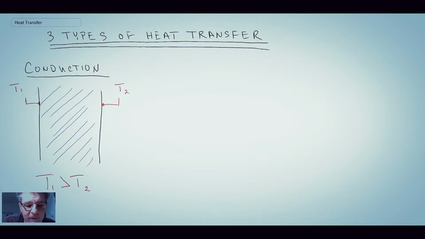Okay, the first type of heat transfer we're going to take a look at is conduction, and conduction occurs in solids. What is driving conduction is temperature differentials. Here we have a scenario where we're looking at a solid, and we have T1 on one side and T2 on the other side. If T1, temperature 1, is greater than temperature 2, the heat is going to flow from the hotter temperature to the colder temperature. That's a pretty natural process that we're all familiar with.